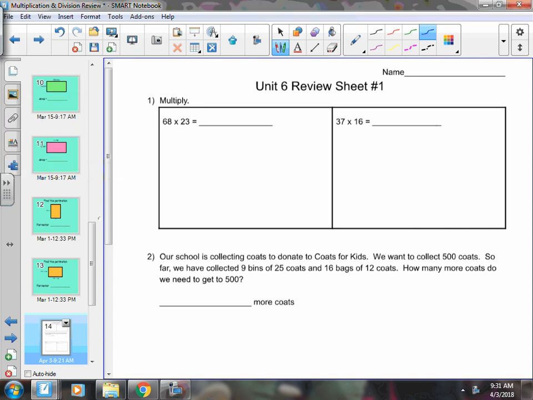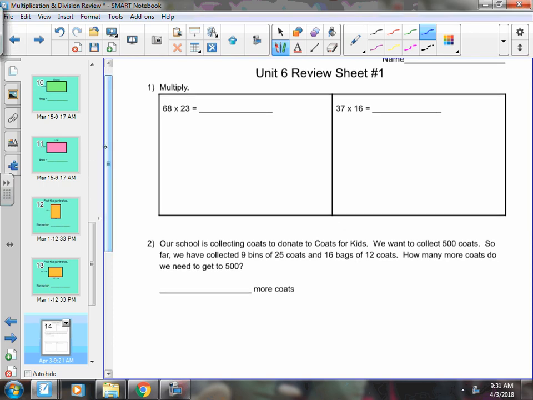Hello mathematicians, here is Unit 6 review sheet number 1, and this will look just like the test. So if you feel great on this review sheet, you will feel great on the test.